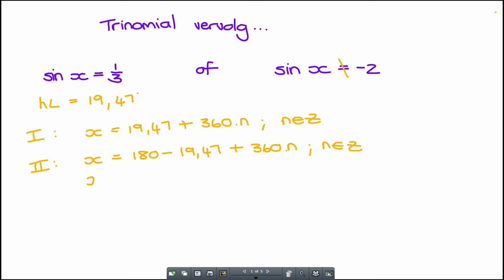Okay, now we can simplify that 180 minus the help angle, and that's going to give me 160,53 plus 360 times n. Okay, so dit is hoe ek dan 'n 3-term se algemene oplossing gaan kry. Nee. Okay, then we said there's also another method, that is difference in two squares. Ons het net 3-term gister gedoen, nee.